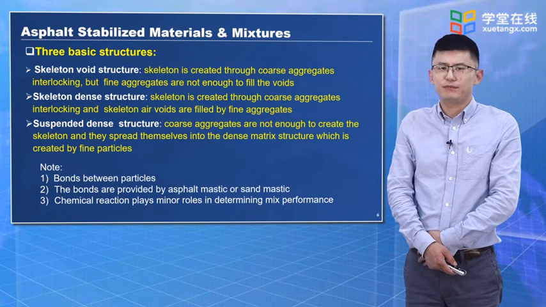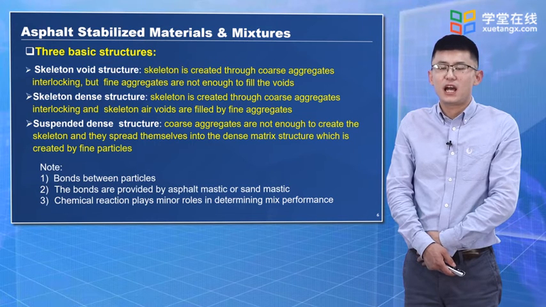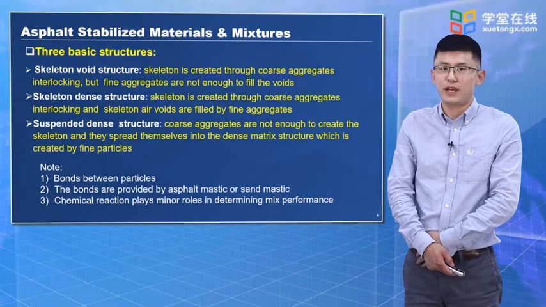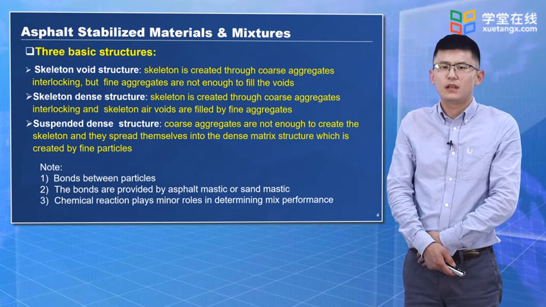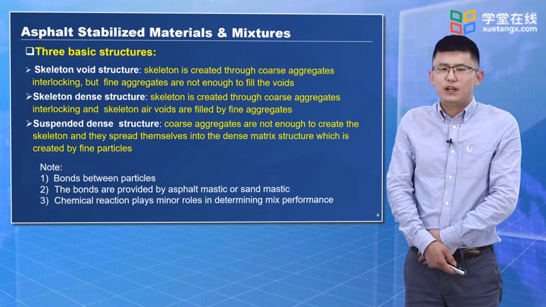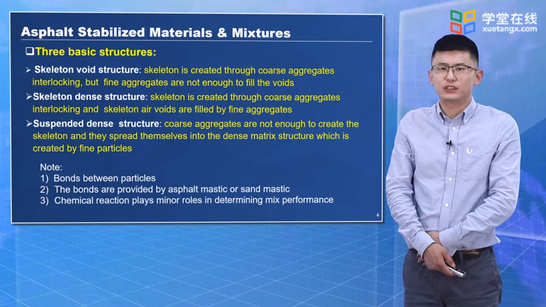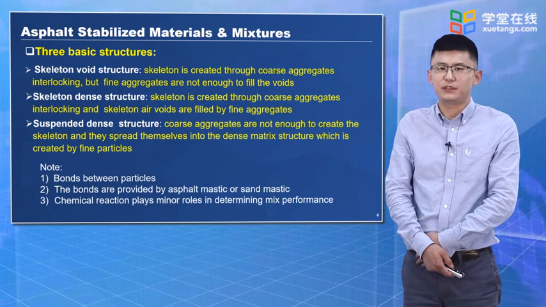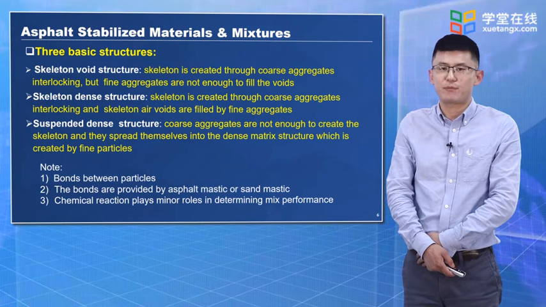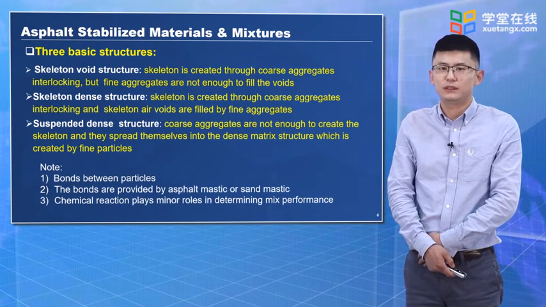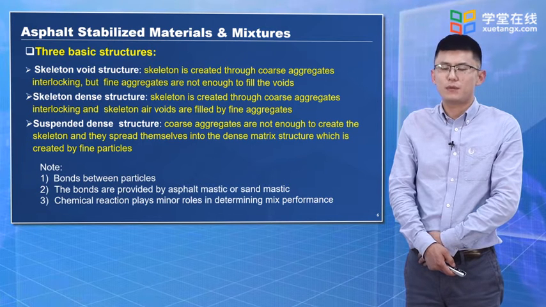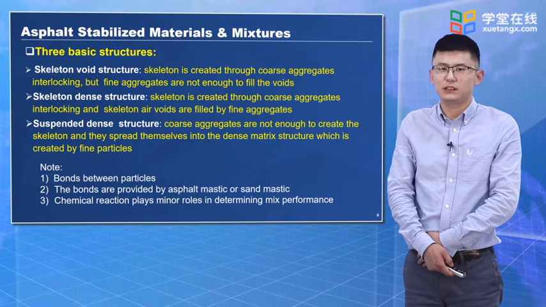And we also have notes here. Different from the unbounded granular materials, for the asphalt stabilized materials and mixtures, we have bonds between the particles. These bonds are from the asphalt mastic or the sand mastic. And we also have very few chemical reactions between the different materials, for example, between the asphalt and the aggregate. The chemical reaction plays a minor role in the mix performance. We may have a little, but the chemical reaction is not that important.